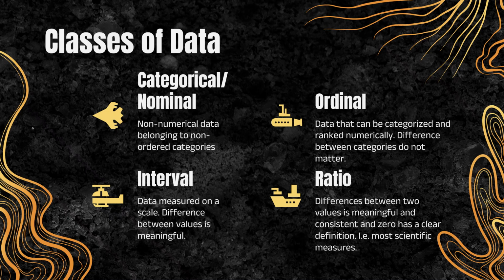Then you have interval data, where data is measured on a scale. So the difference between values now becomes meaningful. And then you have ratio data. So differences between 2 values is meaningful and consistent, and 0 has a clear definition. Now, ratio is where most scientific measures belong.